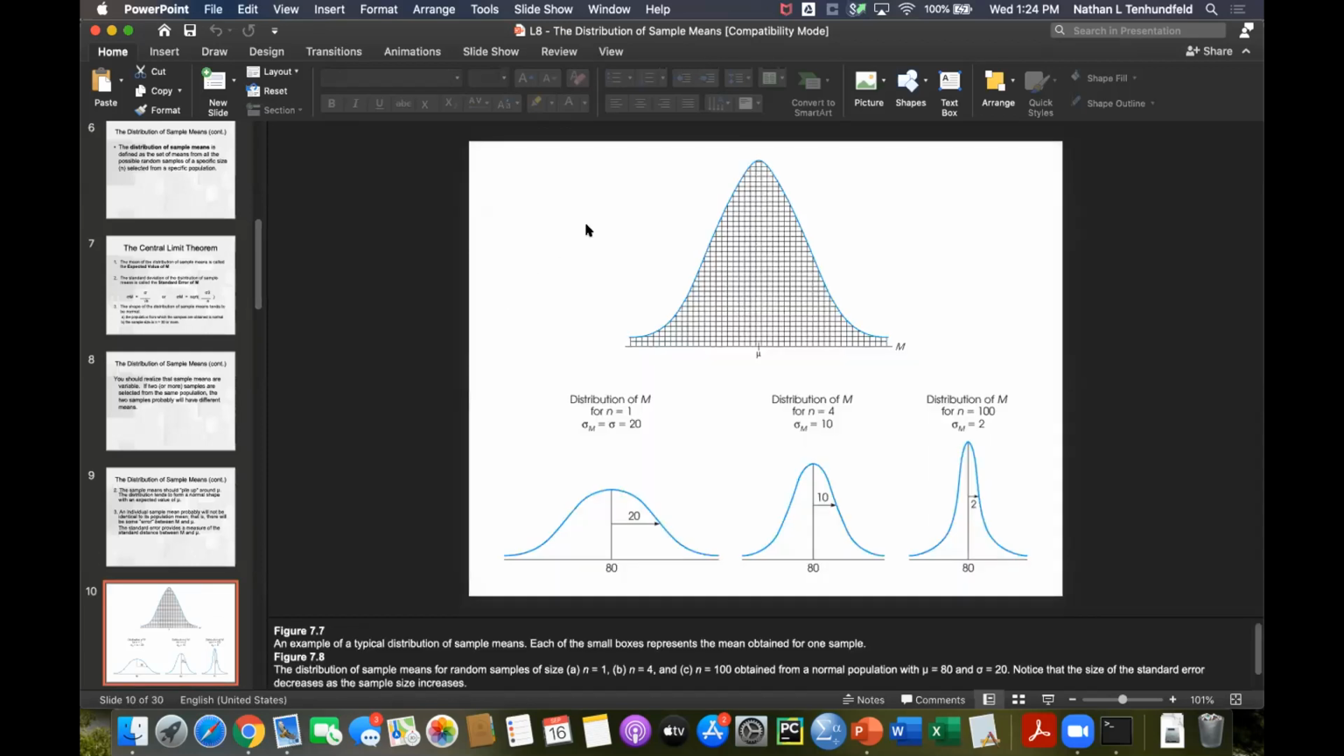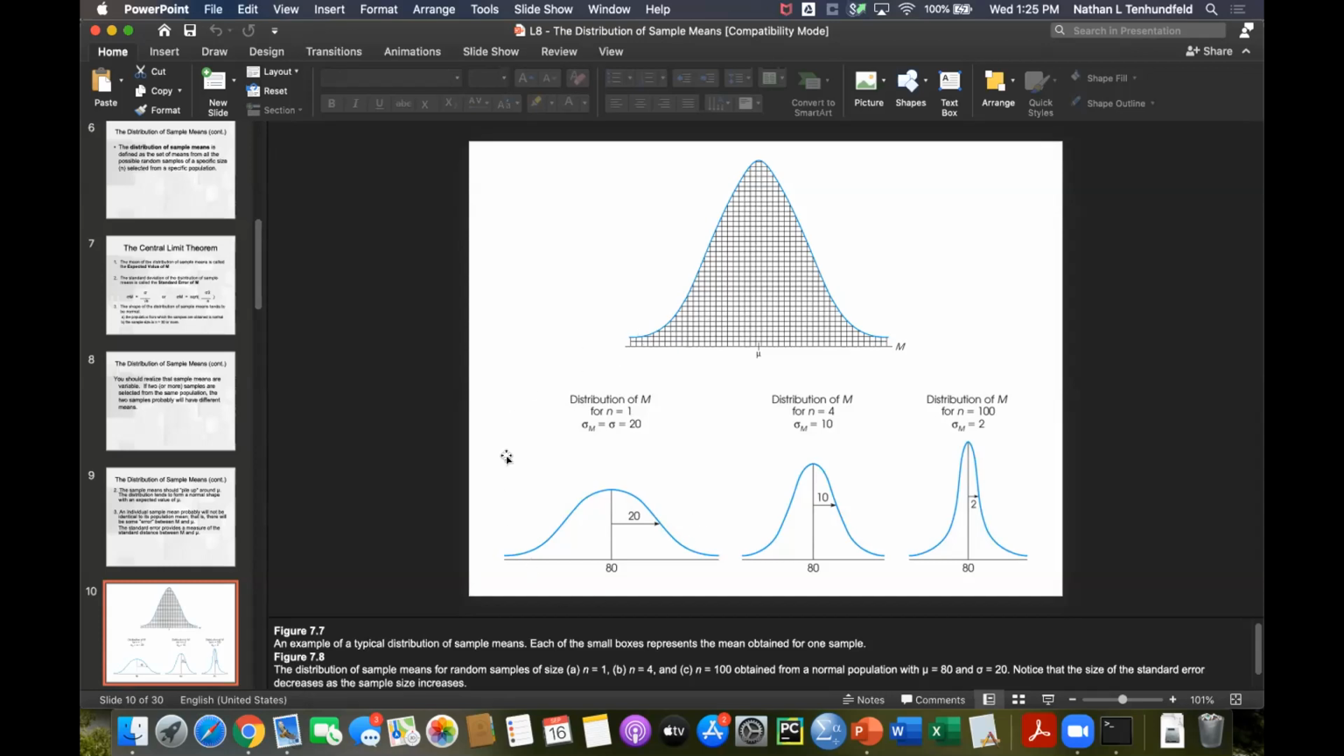And so here is just a representation of what we've already been talking about. Right? So you've got your distribution in here, and we're going to pull people from this distribution.